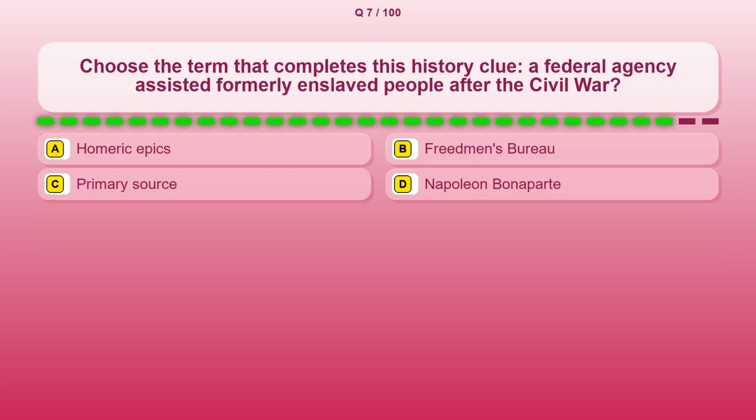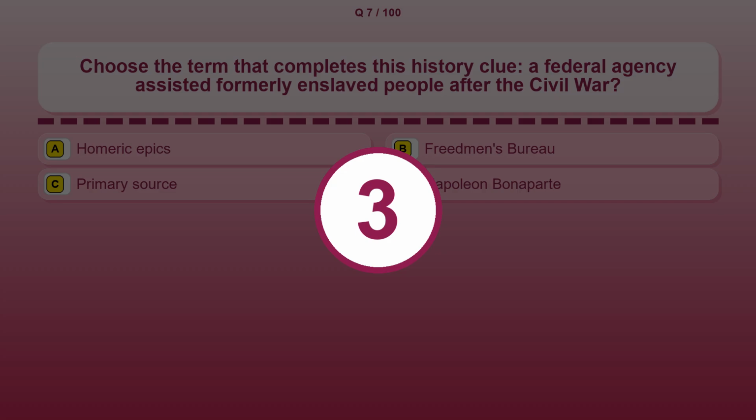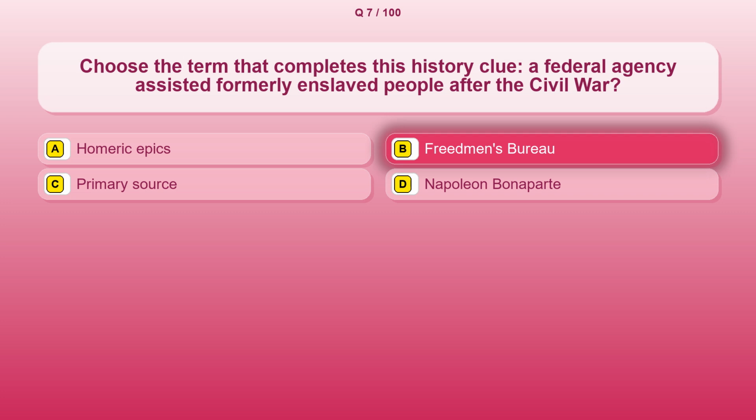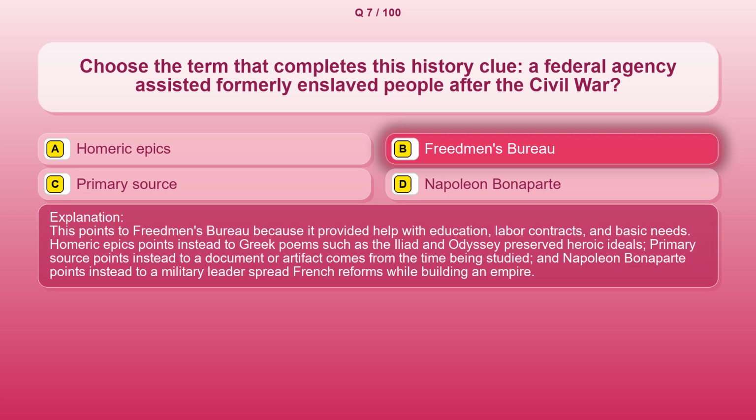Question 7. Choose the term that completes this history clue. A federal agency assisted formerly enslaved people after the Civil War. Option A. Homeric epics. Option B. Freedmen's Bureau. Option C. Primary source. Option D. Napoleon Bonaparte. The correct answer is option B, Freedmen's Bureau. This points to Freedmen's Bureau because it provided help with education, labor contracts, and basic needs.